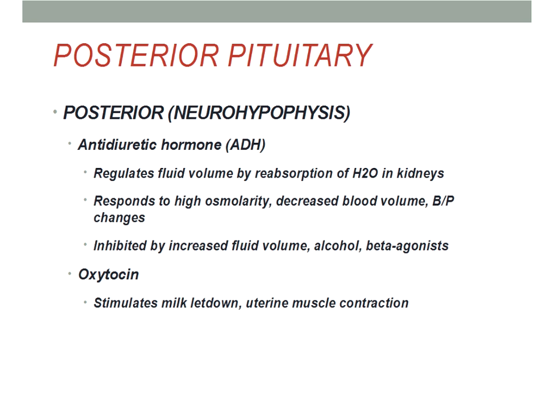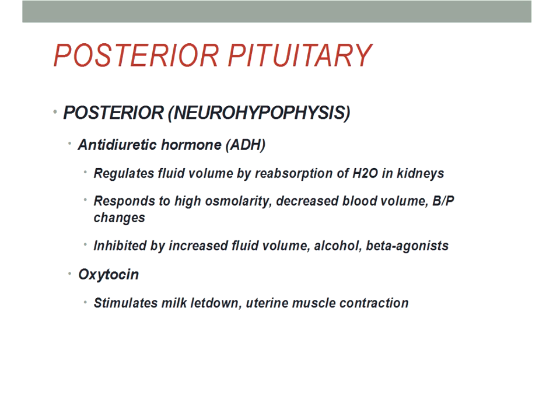Posterior, which is neurohypophysis, there's the antidiuretic hormone. It regulates fluid volume by reabsorption of water in the kidney tubules. It does respond to an elevated serum osmolarity, decreased blood volume, and blood pressure changes. It is inhibited by increased fluid volume, which makes sense. Alcohol also influences and will block the release of ADH, and that's not good. Someone's drinking and thinks they're taking care of fluid needs. They are not. And then certain drugs called beta agonists can block the release of ADH when we need it.